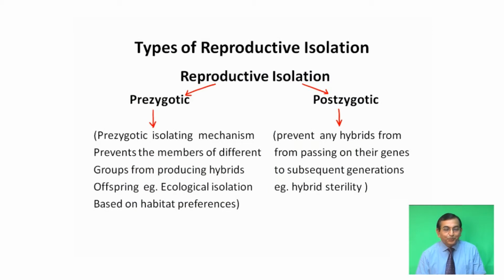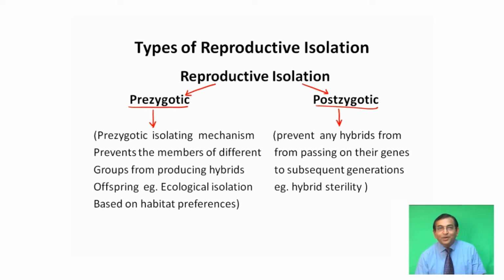Now, types of reproductive isolation. Reproductive isolation is classified into two types. One is prezygotic, another is postzygotic. Prezygotic isolation mechanisms prevent the members of different groups from producing hybrid offspring. Example, ecological isolation based on habitat preference, which prevents them from mating with each other.